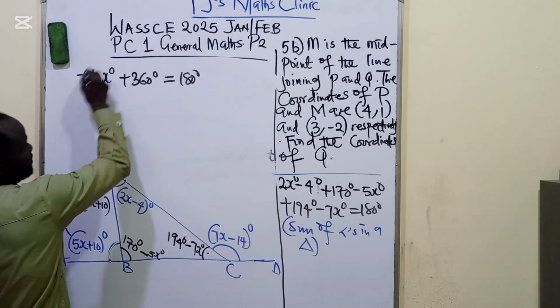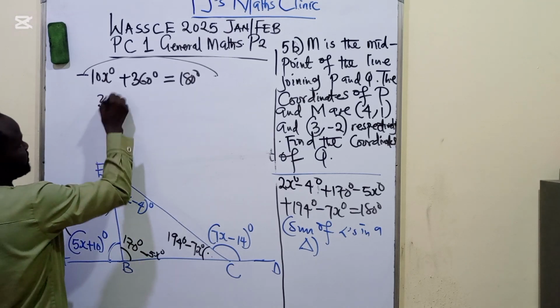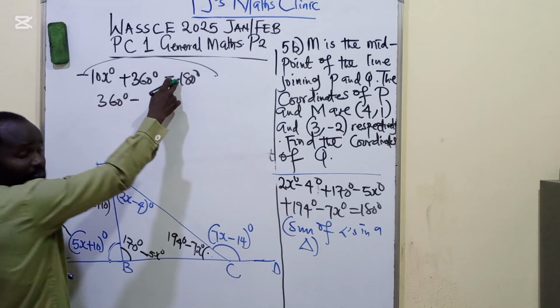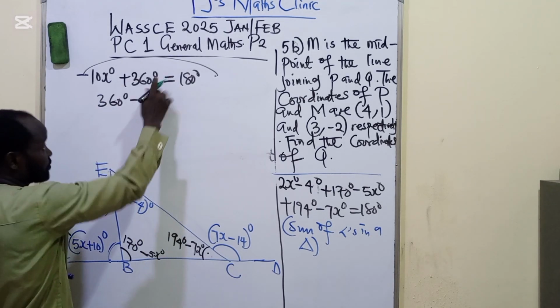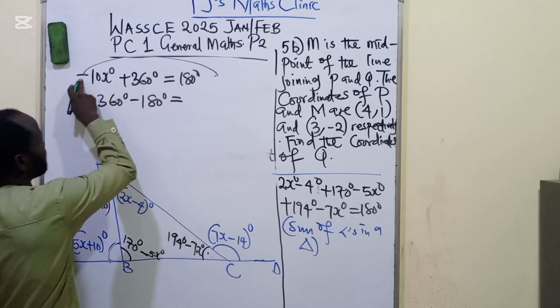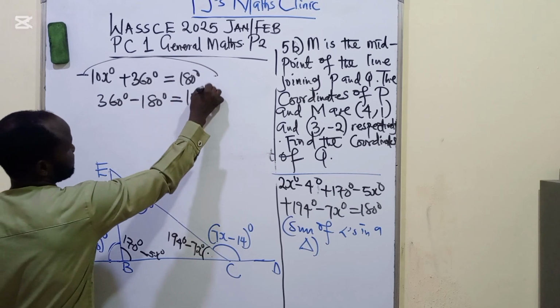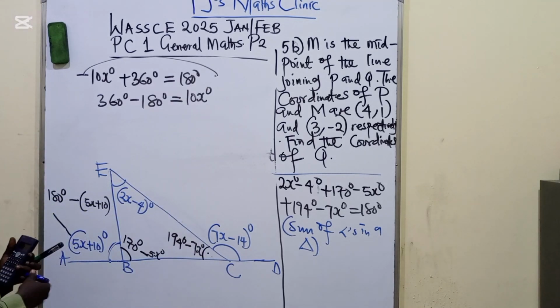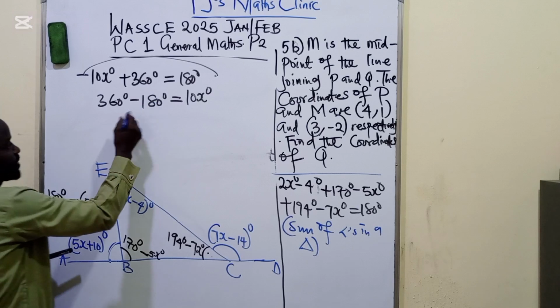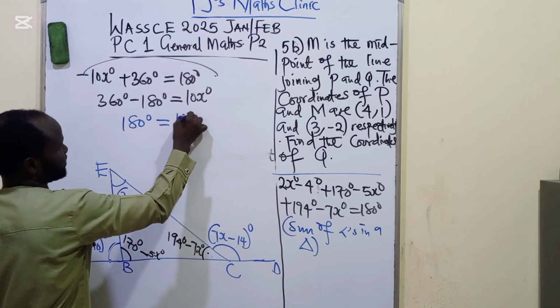There are many ways. Let me bring this negative 10x degree here. That will be 360 degree minus, this is plus 180. When you cross this equal sign, it will be minus 180 degree, and minus 10x degree crossing the equal sign will be 10x degree. Okay. 360 minus 180, that will be 180 degree, which equals 10x degree.